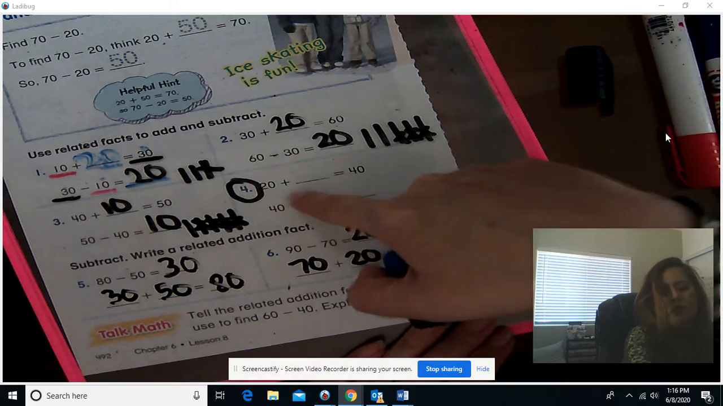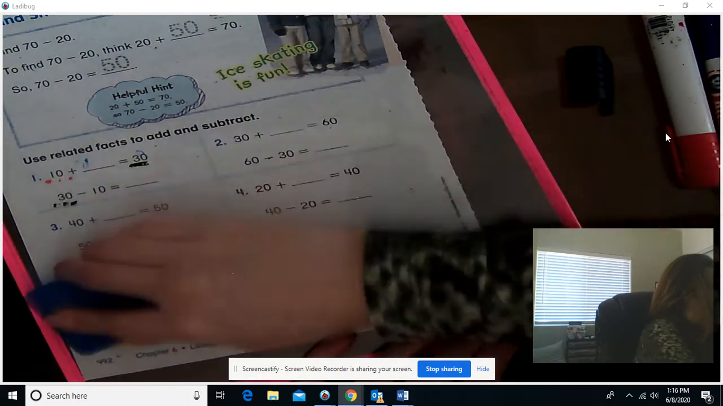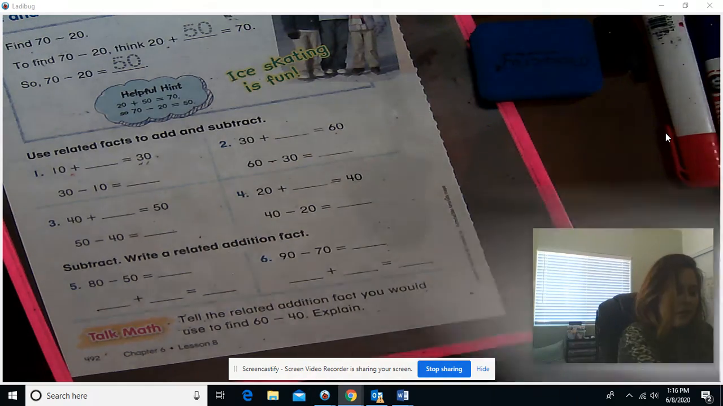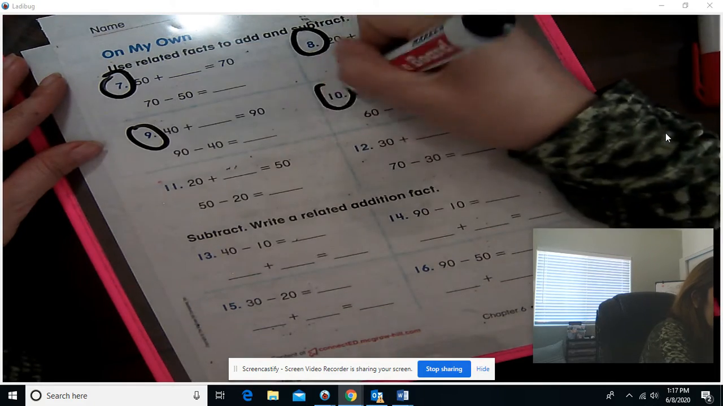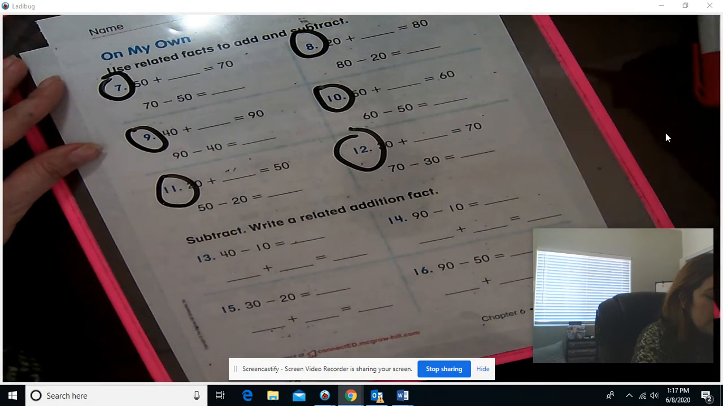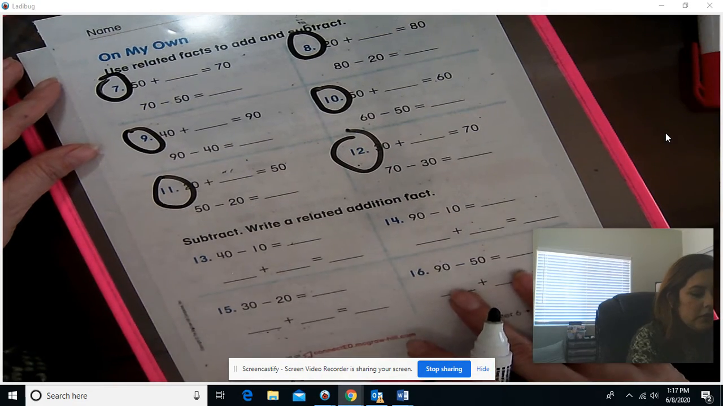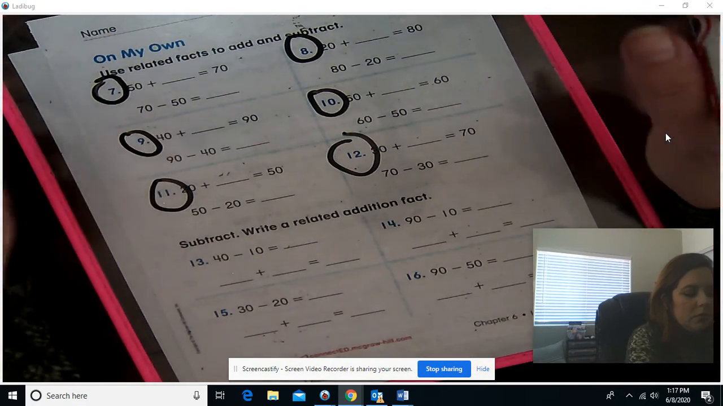So remember, you still have to do number 4, and then we're just going to do about 1 or 2 more. Turn to page 493. 493. Okay, on page 493, you are going to do 7, 8, 9, 10, 11, and 12. Do not do 13, 14, 15, and 16. You're going to work on those tomorrow. So I'm only going to do one more here with you.